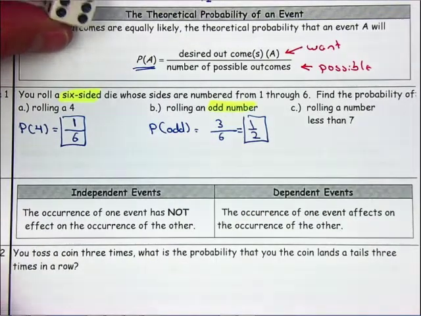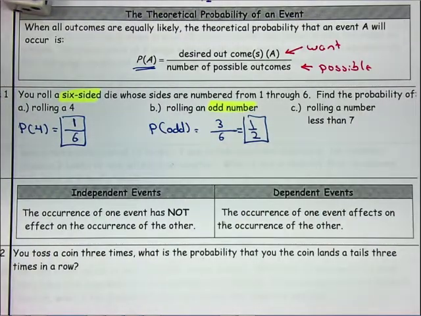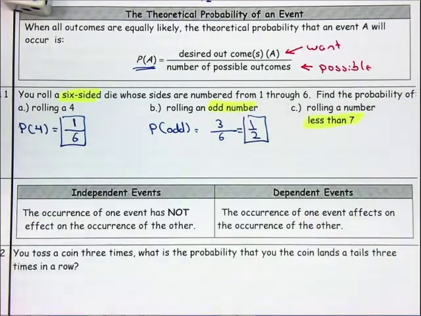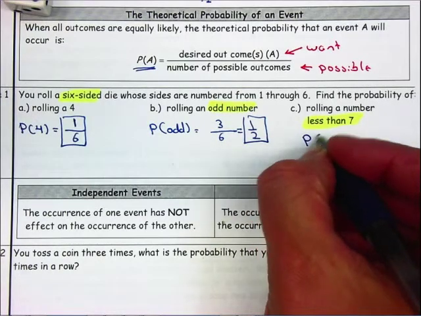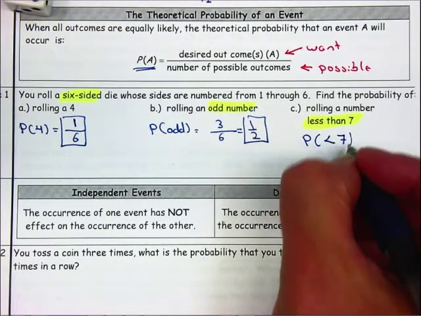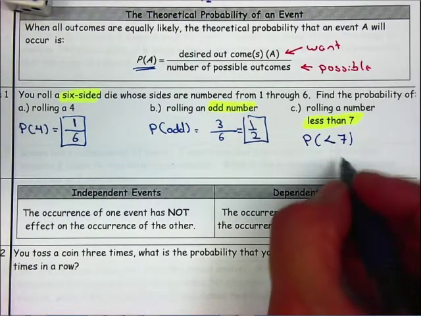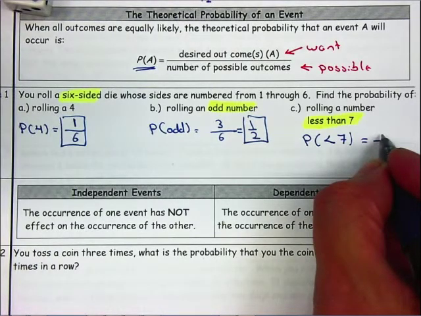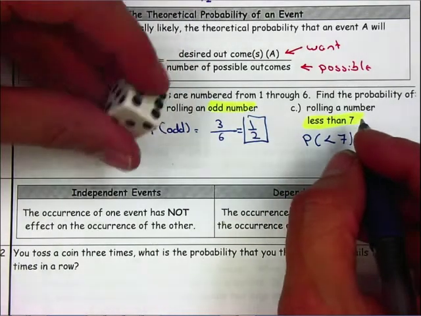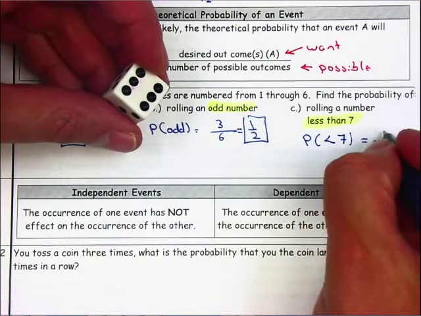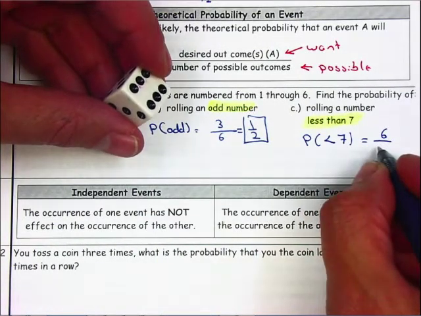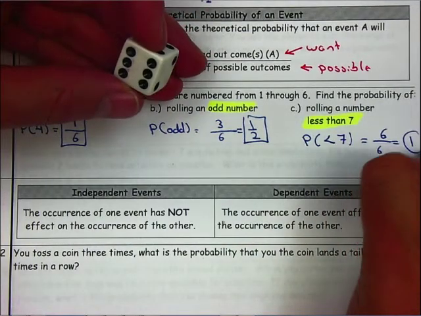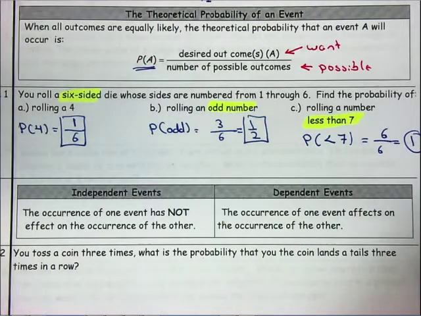Letter C. Rolling a number less than 7. We are looking for a number that's less than 7. So let's place in the proper notation: the probability that the number is less than 7. I'm just going to use my inequality. And this will be a fraction. On the numerator, how many numbers do we want? We want a number less than 7, and 6 numbers are less than 7. And how many numbers are possible? 6, which is equal to 1, or 100%.